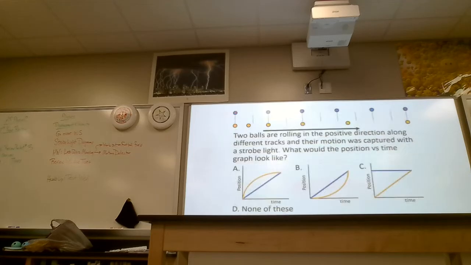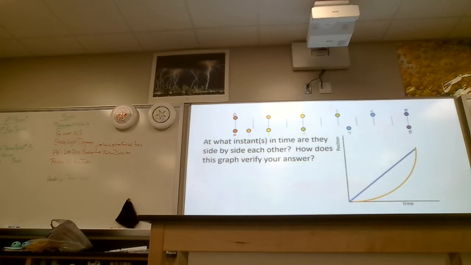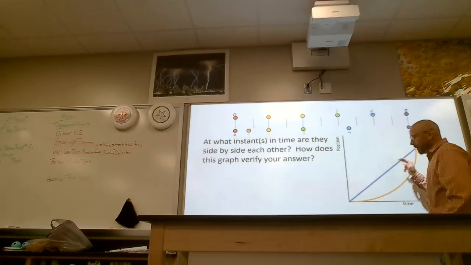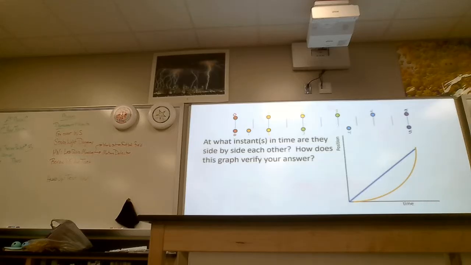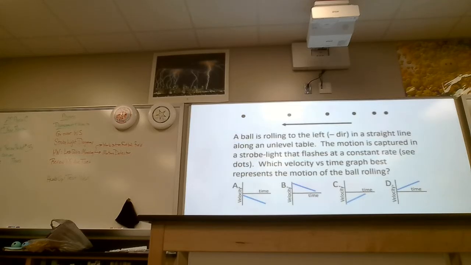Okay, this is the answer to the previous question. Tell your neighbor how this graph verifies that. Okay. Is everybody good with they have the same intersections here and here? They're same location at 0 and 5. Good? Okay. Velocity versus time graph.